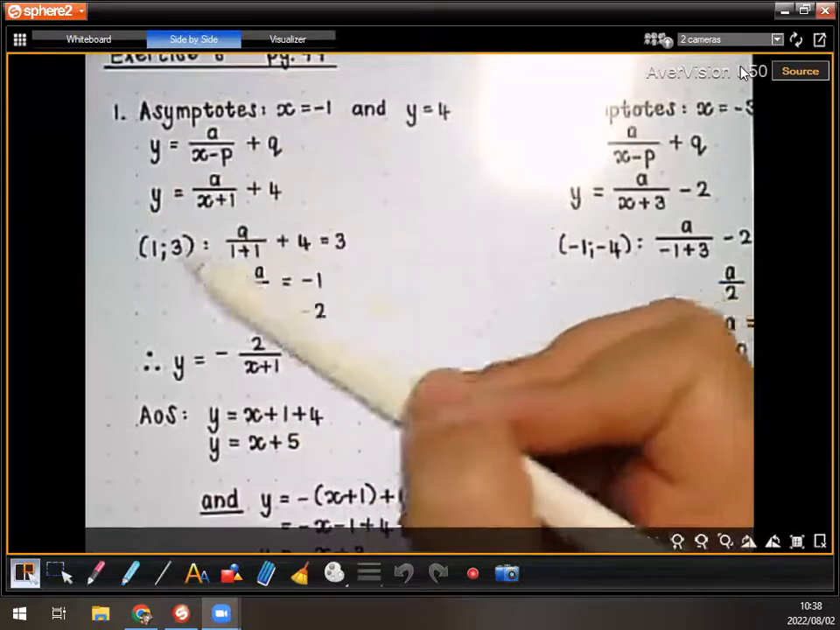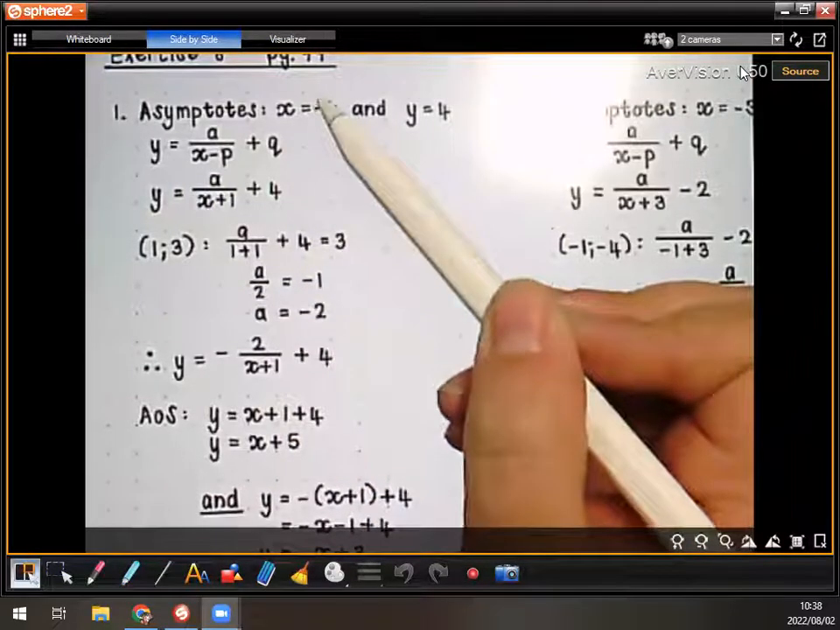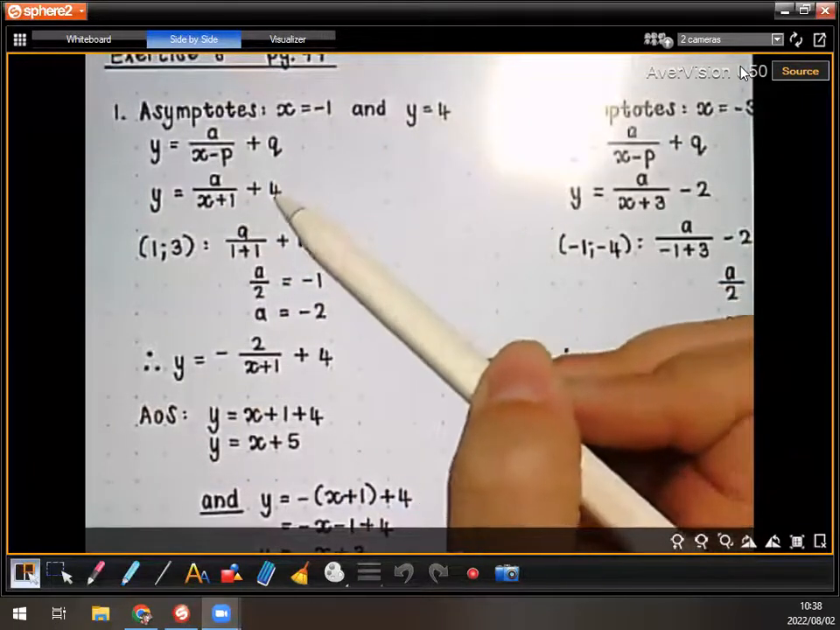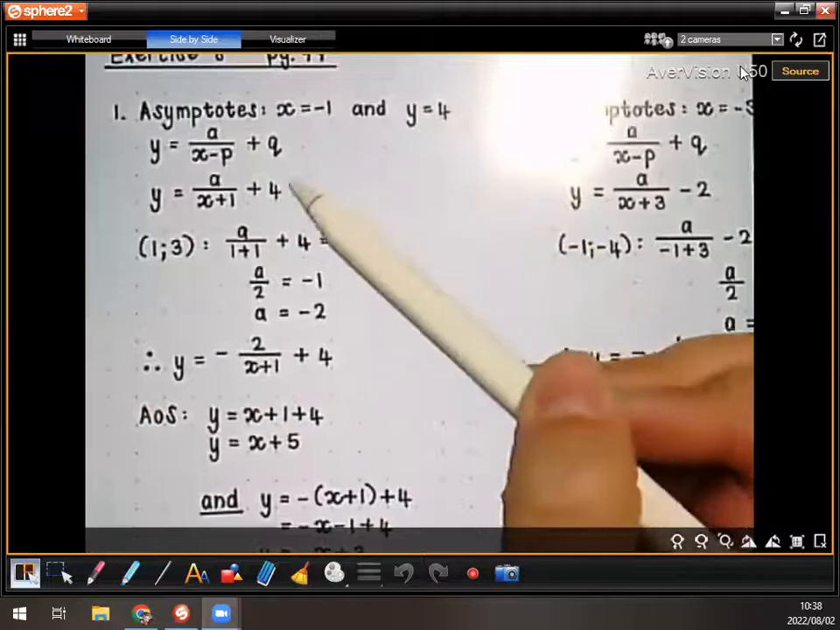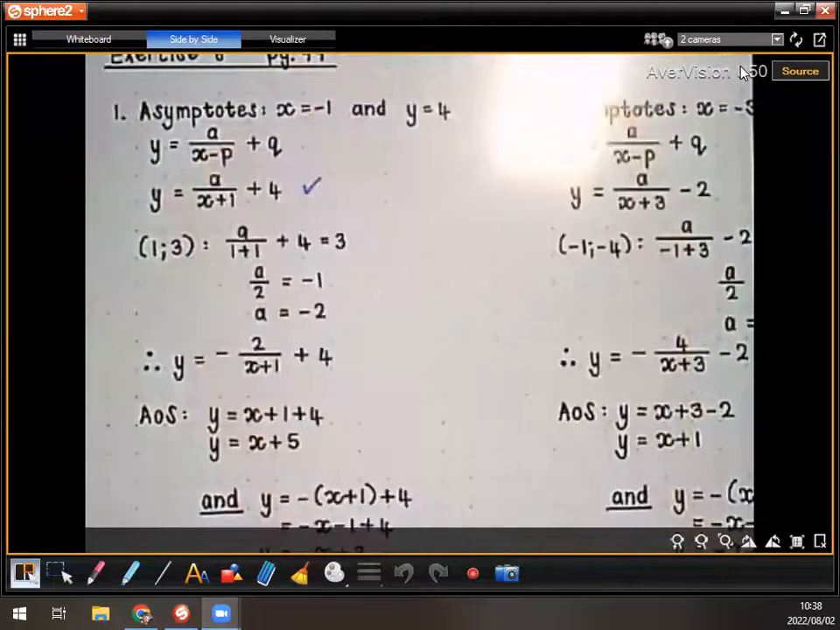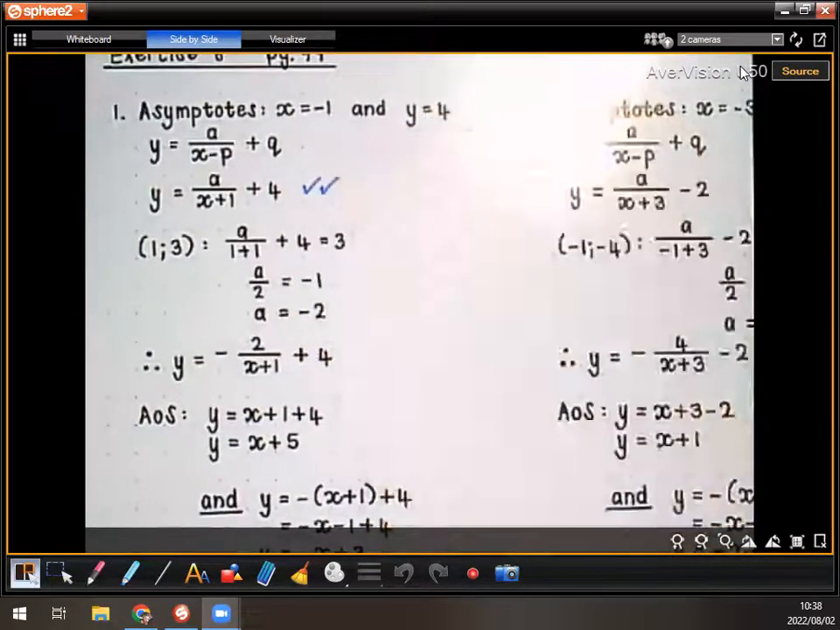The sign is always different for x. So because it's -1, you have to put x plus 1. And the y one always keeps the sign. So it's +4, so we put +4. Again, guys, that will give you 1 mark. Possibly 2, maybe 1 for some.